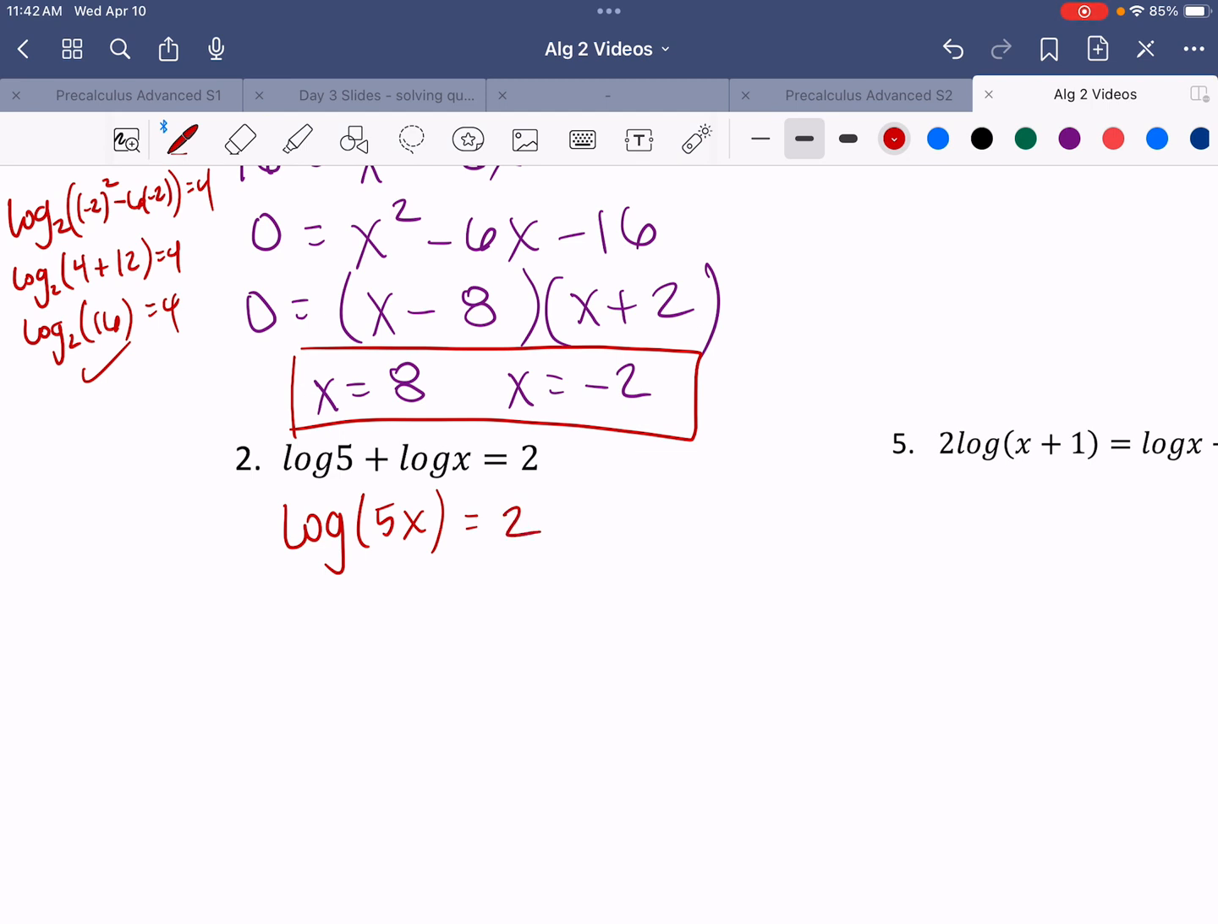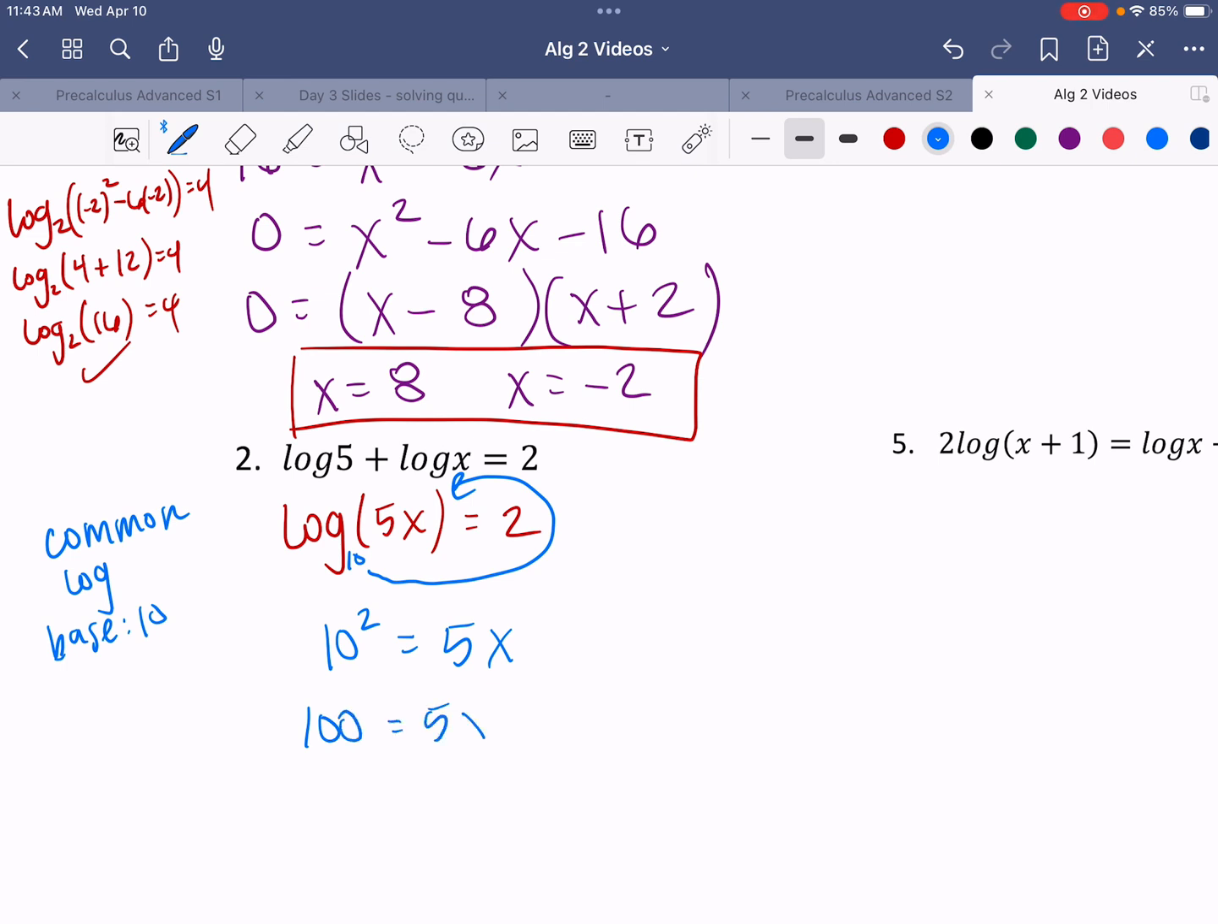Now it's a single log, and so I can rewrite as exponential. What's the base? Well, hopefully you realize this is a common log with a base of 10. So you can write the 10 if it helps you, but this is saying 10 squared equals 5x. So 100 equals 5x, divide by 5, and I get 20.